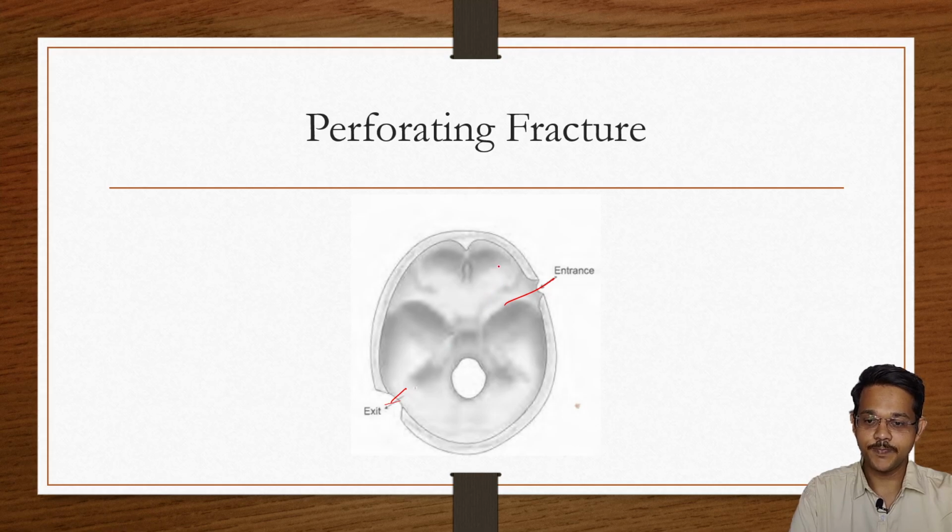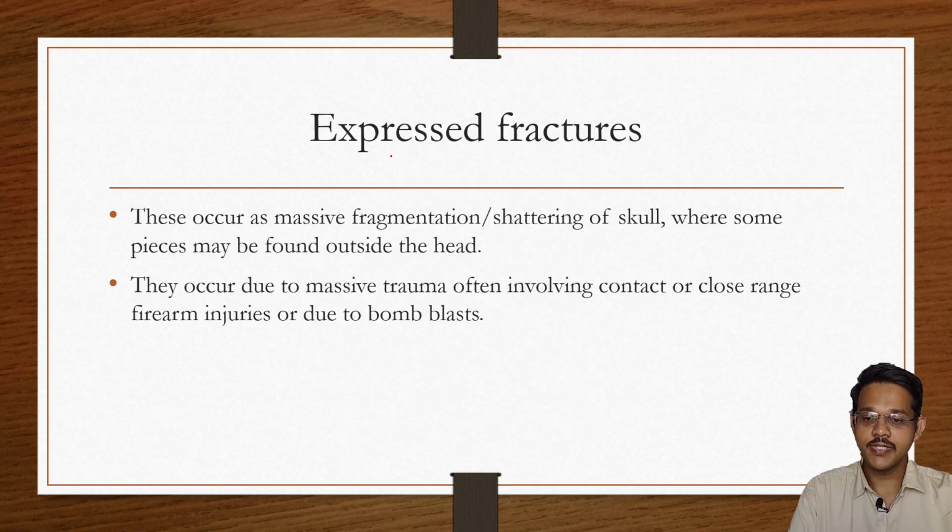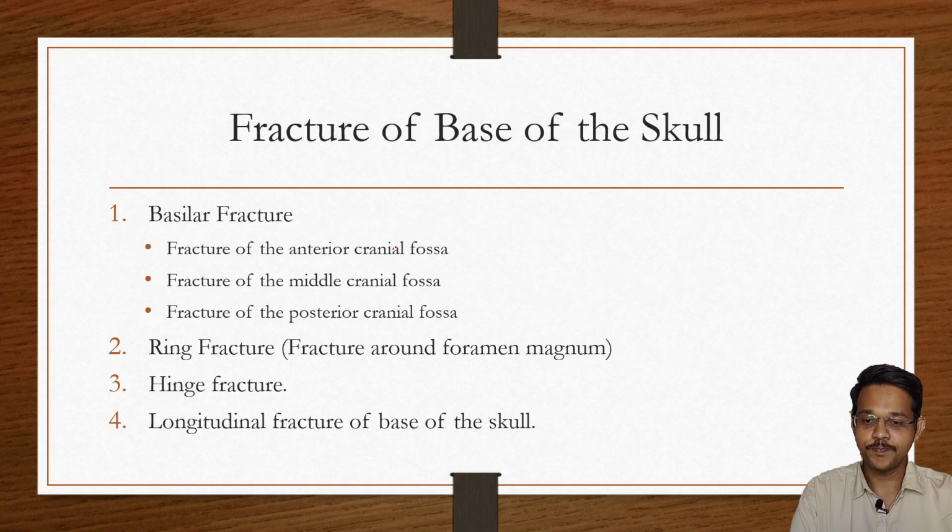Next fracture is the expressed fracture. This is a form of comminuted fracture where there is massive fragmentation and shattering of the skull, where some pieces may be found outside of the head. So the fracture is so severe that the parts get fragmented and expressed outside. They occur due to massive trauma, often involving contact or post-trauma firearm injuries, or due to bomb blasts.